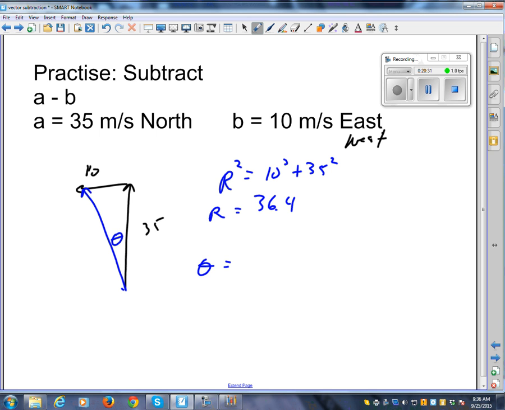Theta, opposite over adjacent. Opposite here is 10. Tan minus 1 of opposite over adjacent, 10 over 35, is 15.9. And that would be north, well, we'll say 16 west, right?